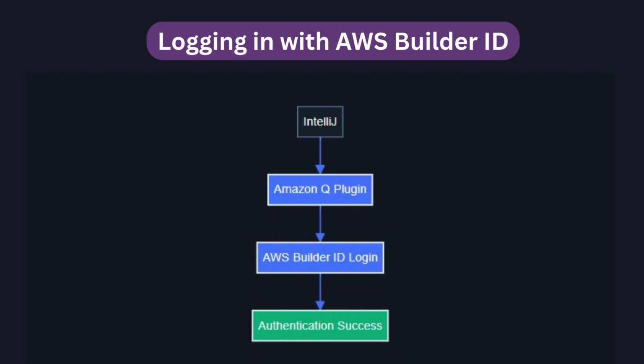Now let's log in with AWS Builder ID. Click on the Amazon Q icon in the sidebar and select Sign in with AWS Builder ID. A browser window will open where you can sign in or create a new Builder ID. After authorizing the plugin, return to IntelliJ and you will see that the connection is active.